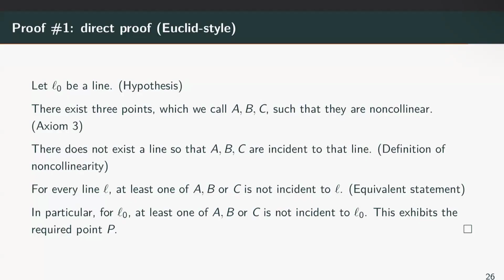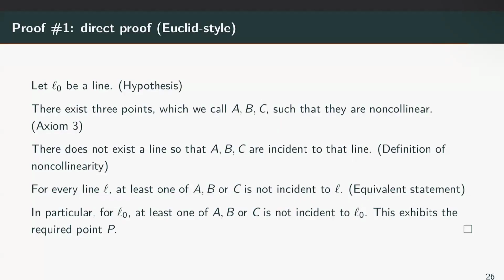So I start with a line, and I'm naming it L naught. Let L naught be a line. That is the hypothesis. I want to show that for every line, there is a point that is not incident to it. Then the next thing is we're going to invoke axiom 3. There exist 3 points, which we call A, B, and C, that are not collinear. That's what axiom 3 told us.